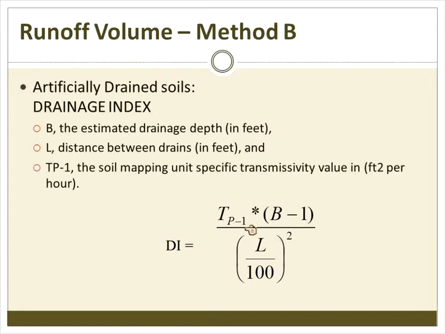What you do need to know, however, to calculate the drainage index for your particular field is the estimated drainage depth in feet and the distance between drains. Now, typically, in most of our regularly drained systems, that's 300 feet. The depth for your drainage ditch can be anywhere from 2 feet upwards of 4 or 5 feet. So you put these numbers into the program, and it automatically calculates this drainage index for you.